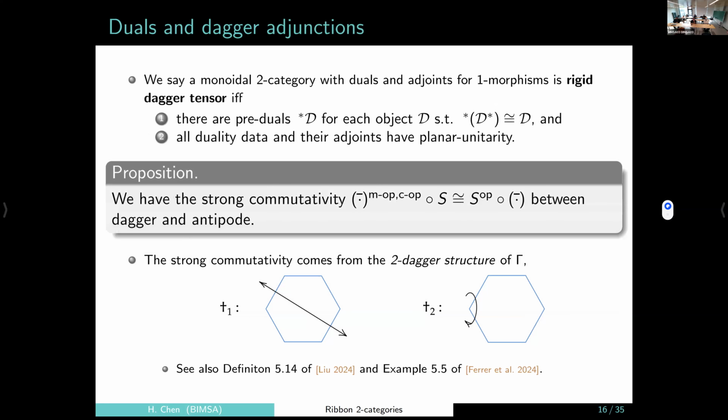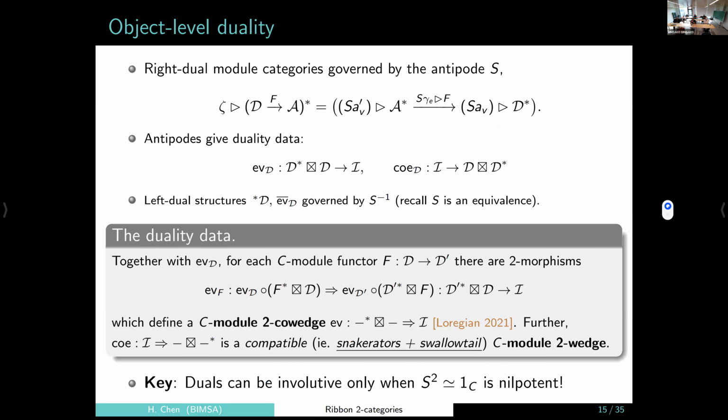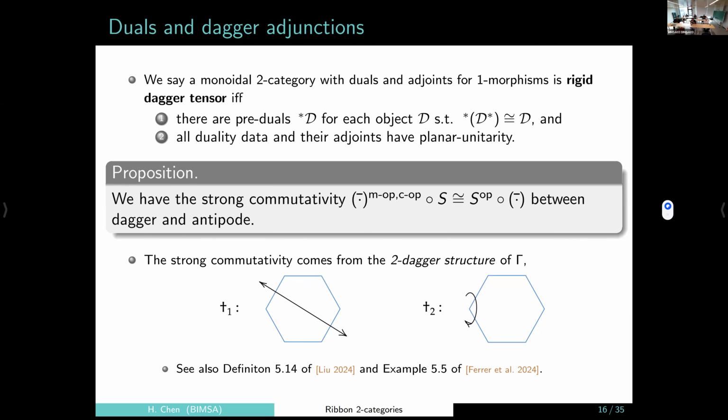Okay, so now I have in my hand duality at the object level and also, quote unquote, duality at the morphism level, which is the planar pivotality that I had. I'm going to put them together, and all I'm going to say is that all the duality data are planar unitary, which is to say that they have planar pivotal adjunctions, basically. So I can take adjuncts of these, and I can also take adjuncts of these, and they all live inside my tube category.